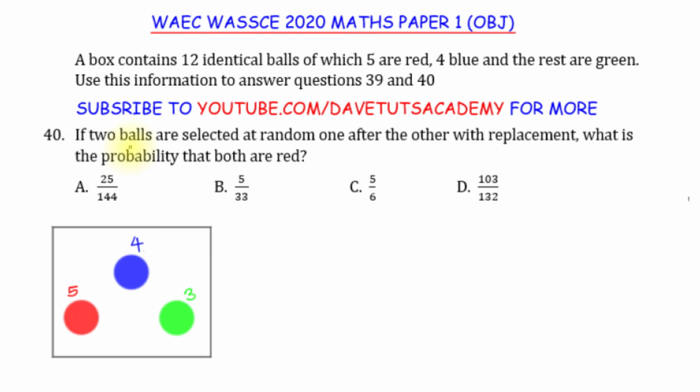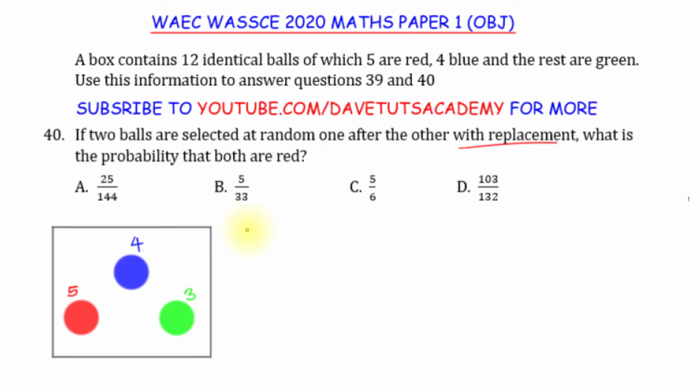So here in question number 40, still following the information that we are given initially, we are told that if 2 balls are selected at random, one after the other, with replacement, this is what we just need to take note of, with replacement, what is the probability that both are red? With replacement means that you first pick the ball, then before picking the second, you return it back into the box. Alright, so if you want to evaluate that, we have gotten the formula for probability, but here we are looking at the probability of picking red balls.